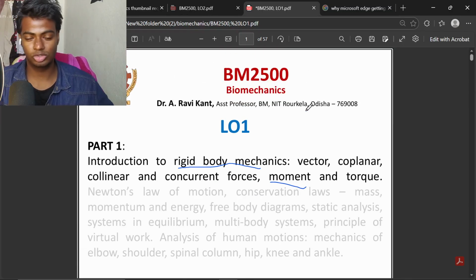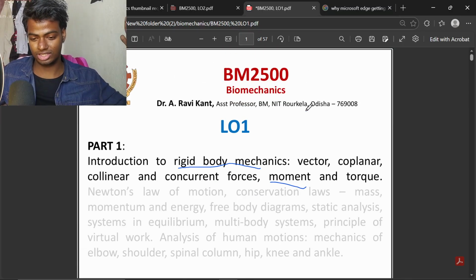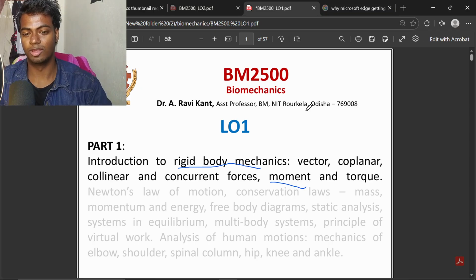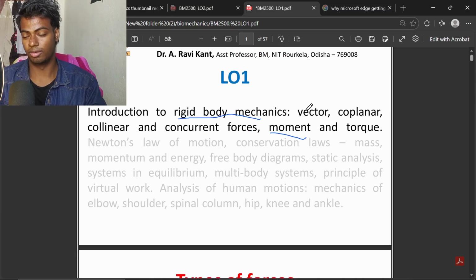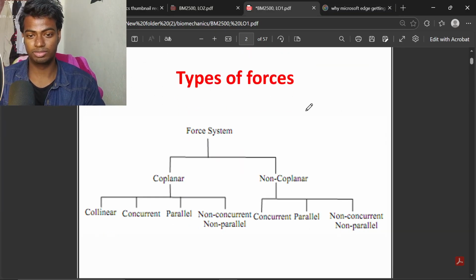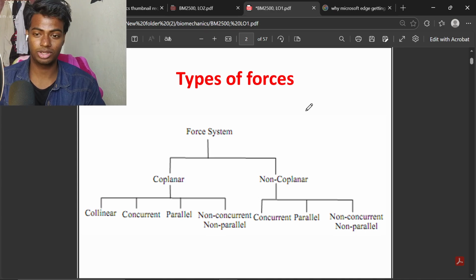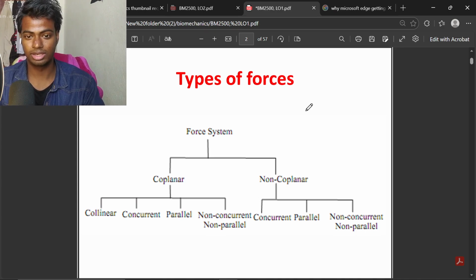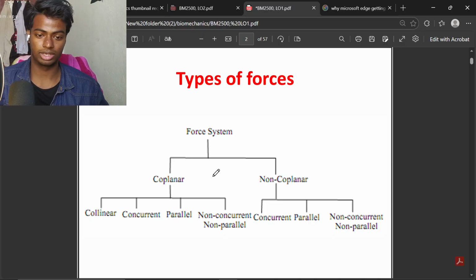So what is biomechanics? Biomechanics is the study of body movement, the motion and the behavior it possesses, and we match it through the classical mechanics of physics. There are two types of forces: coplanar and non-coplanar. Coplanar forces are the ones happening in the same plane, like this one, and non-coplanar are not, they lie in multiple planes.